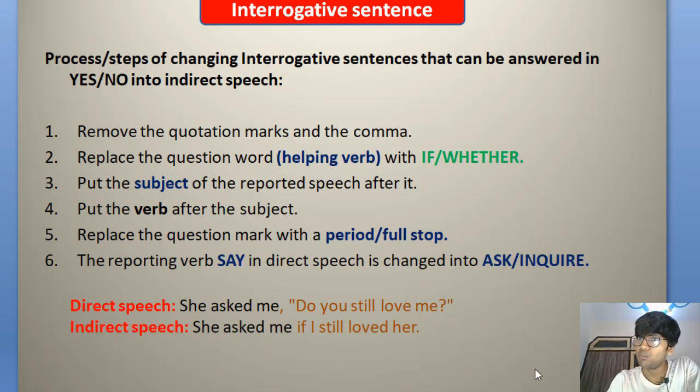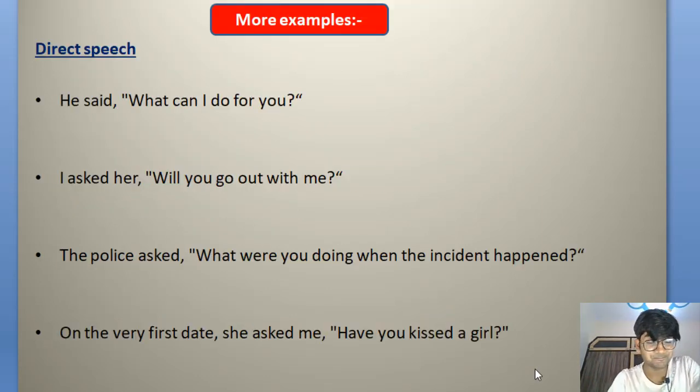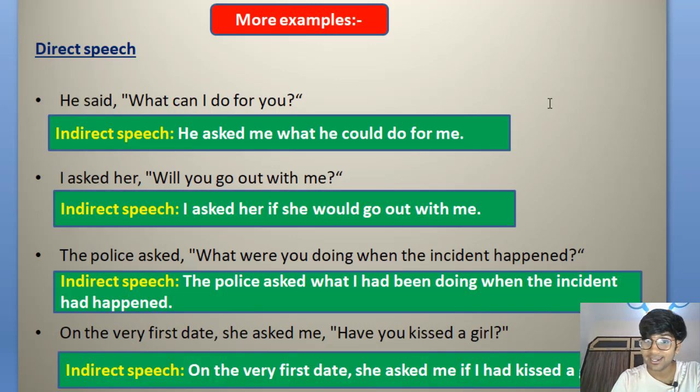Simple. We'll take more examples and understand this, right? Example number 1. He said, what can I do for you? Not a question that you can answer in simple yes or no. Second, I asked her, will you go out with me? That's a question you can answer in simple yes or no. The police asked, what were you doing when the incident happened? Not a question you can answer in simple yes or no. On the very first date, she asked me, have you kissed a girl? Not a question you should be asking on the very first date. Can you simply say yes or no? Yes, you can. Okay. Now let us change these sentences into indirect speech.